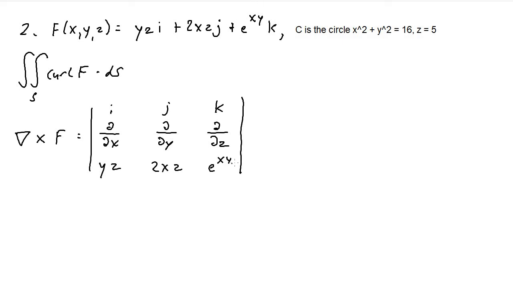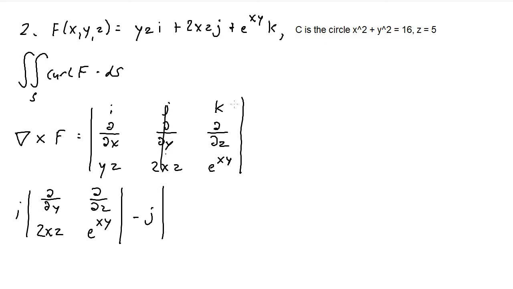So now let's go ahead and find the determinant. So we have i times the smaller matrix, where we cross off its row and column. What we have left is partial derivative with respect to y, partial derivative with respect to z, 2 times x times z, and e to the xy. The second term is a negative, so minus j times, we cross off its row and column. What we have left is partial derivative with respect to x, partial derivative with respect to z, y times z, and e to the xy.